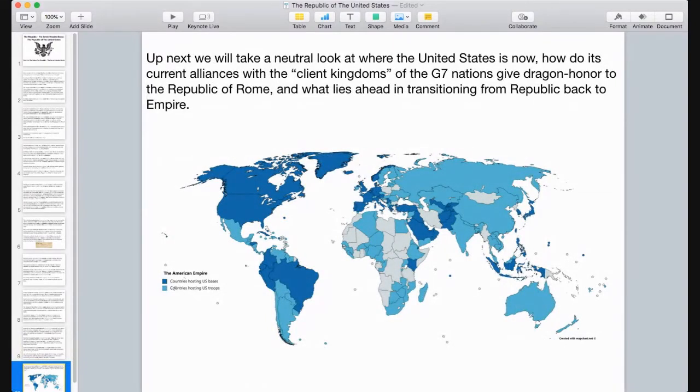Up next, we will take a neutral look at where the United States is now. How do its current alliances with the client kingdoms of the G7 nations give dragon honor to the Republic of Rome? And what lies ahead in transitioning from republic back to empire.